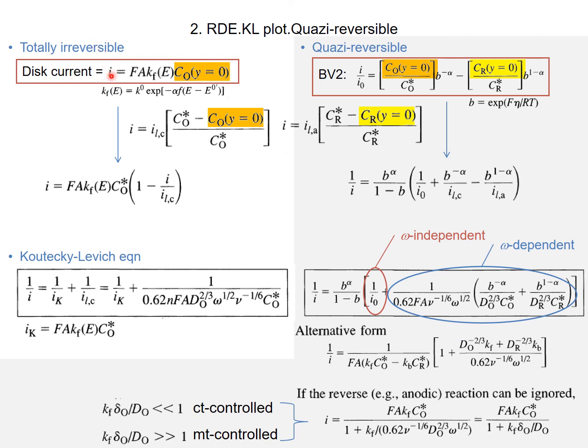However, usually when we say Koutecký-Levich, this form is the most appropriate version of that equation. Again, 1 over current is equal to 1 over kinetic current plus 1 over Levich current, or limiting current. That's it for the rotating disk electrode system.